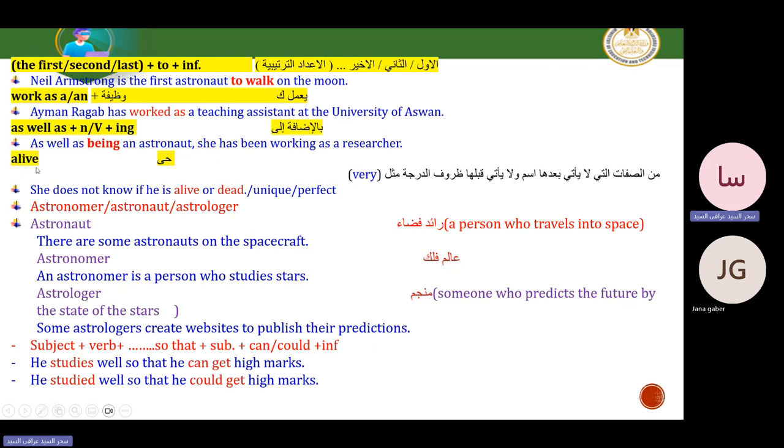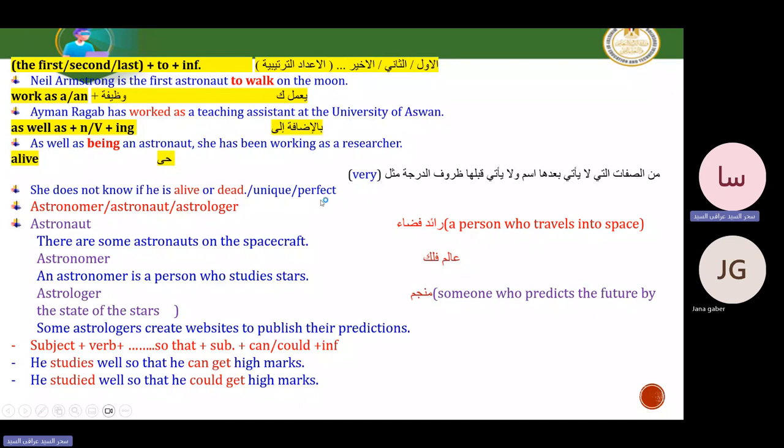Okay, what about alive? Adjectives that start with a, we shouldn't put very in front of them. Or absolute adjectives like dead, unique, perfect, we shouldn't put very before them. So: she doesn't know if he is alive; not very alive, not very dead, not very unique, not very perfect. It is just alive or dead, unique or perfect.